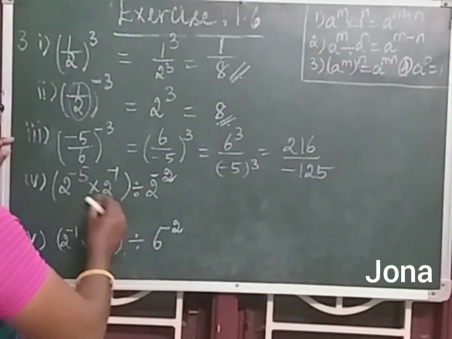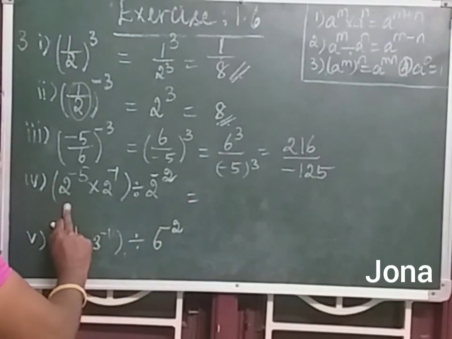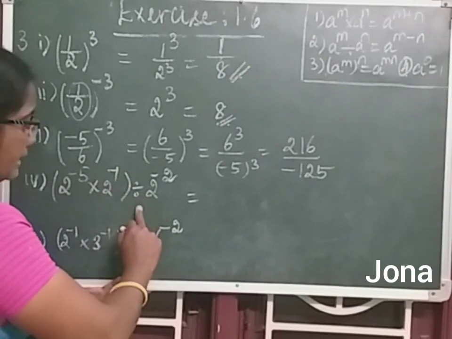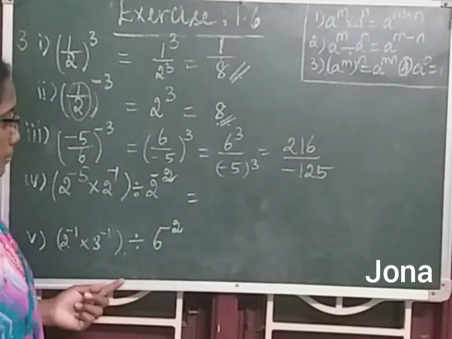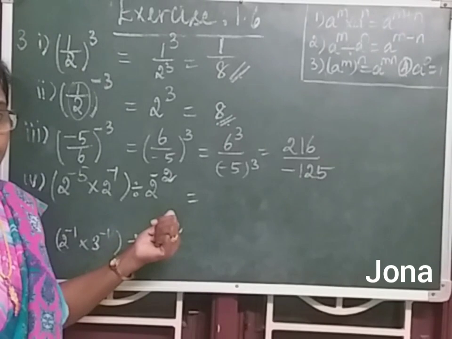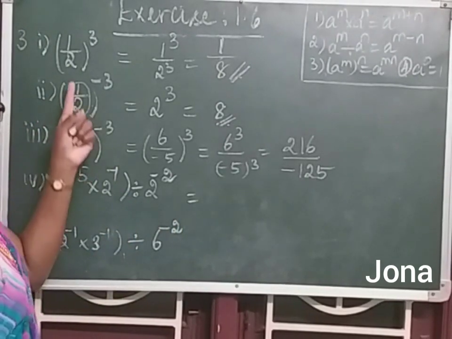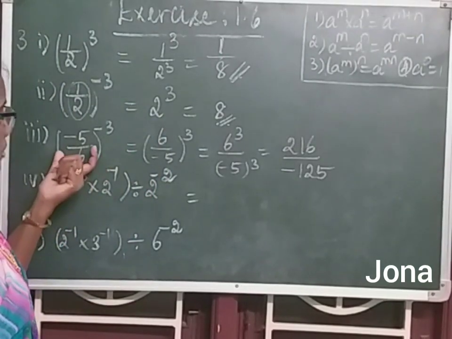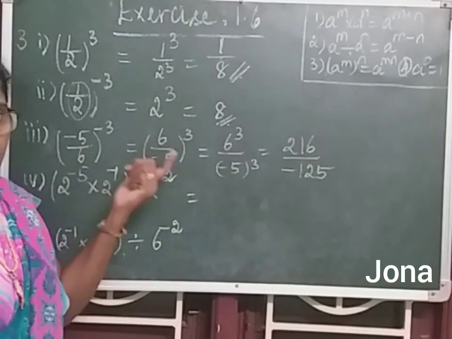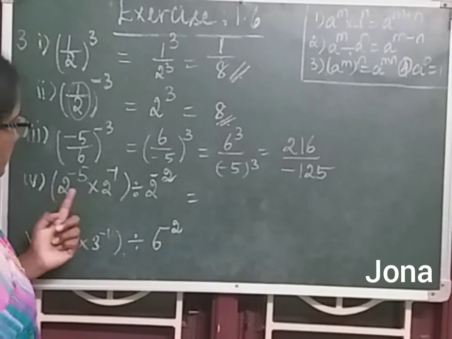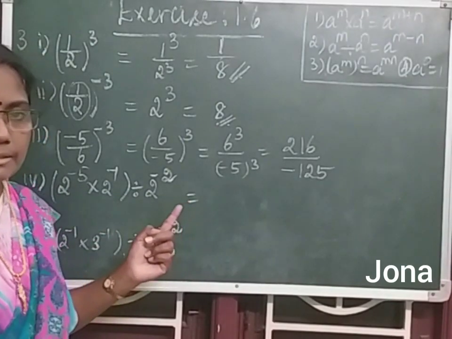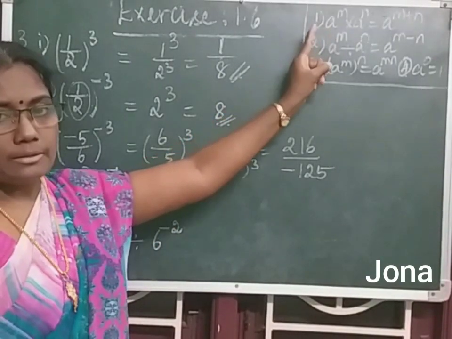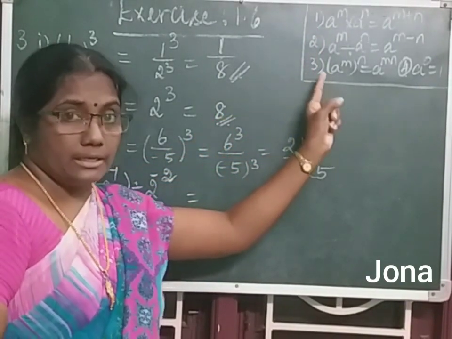Next problem. Here 2 power minus 5 into 2 power 7 divided by 2 power minus 2. Here the bases are same. In the earlier problems only one number or one fraction was given, so I just simplified. Here I have 3 numbers, but the bases are same, so I am going to use the formula which we learnt already.